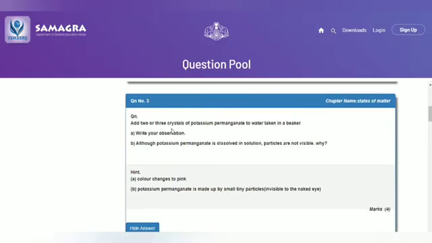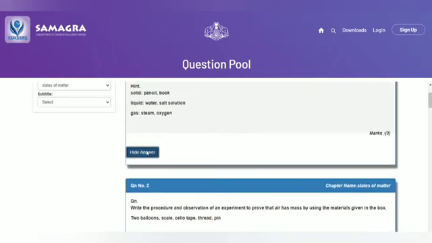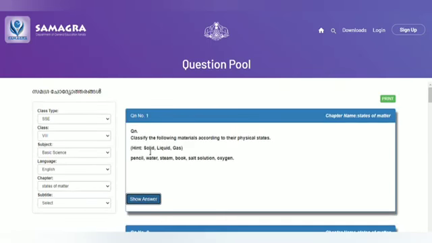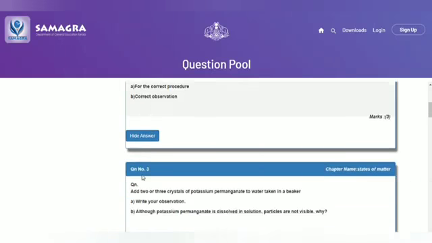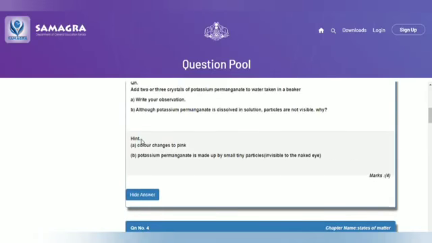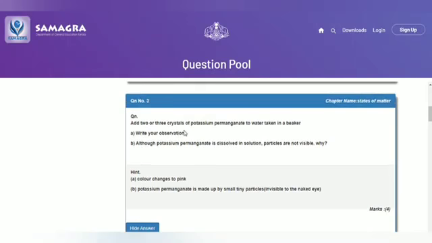Then third question, add 2 or 3 crystals of potassium permanganate to water taken in a beaker. That is first one, it is a color change. Write your observation. 2 or 3 crystals of potassium permanganate into water. What will happen? Color changes to pink. Then all the potassium permanganate is dissolved in the solution.